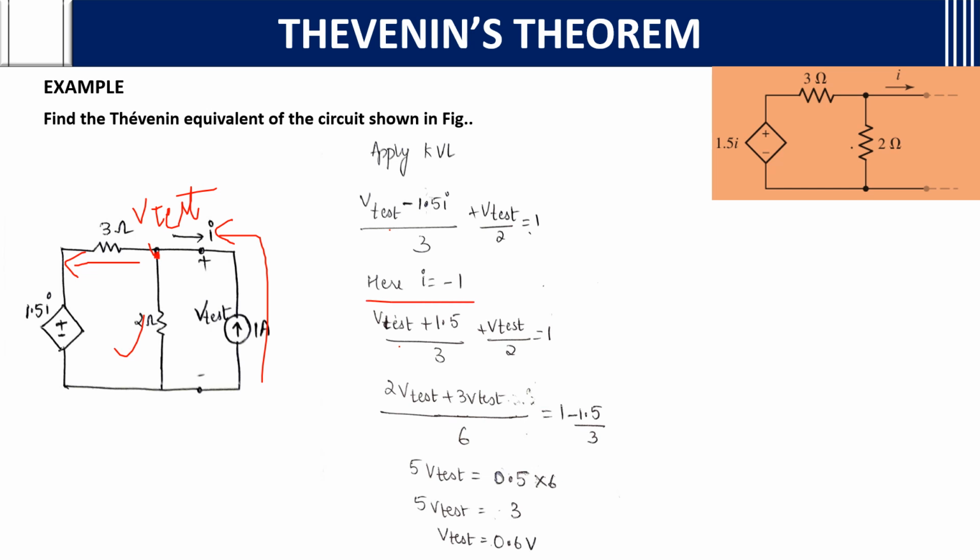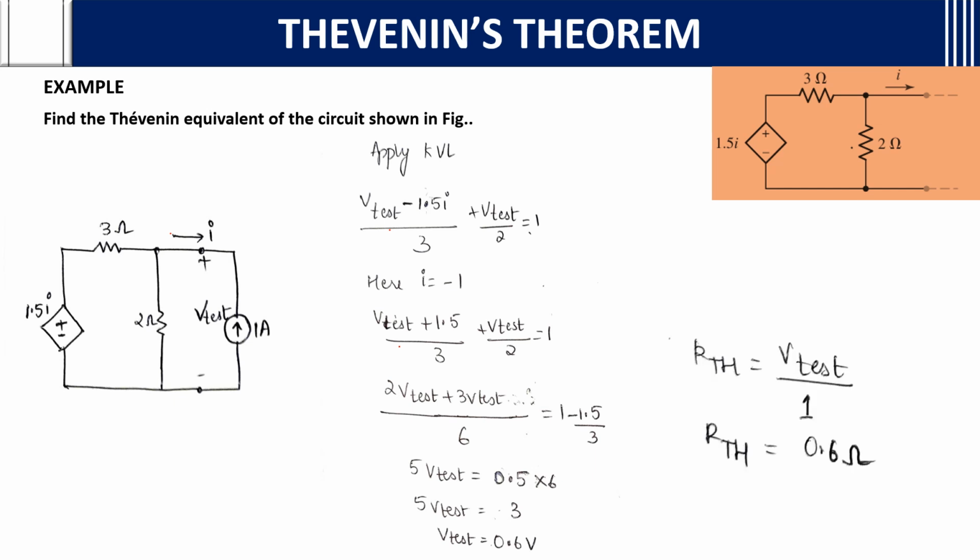Why? Because we are considering I in the opposite direction to what is mentioned in the question. I is given in this way in the question, but we have to keep it as incoming. So I will be minus 1. If you substitute I as minus 1 and calculate, you will get the V test value as 0.6 volts. That is the Thevenin equivalent voltage.